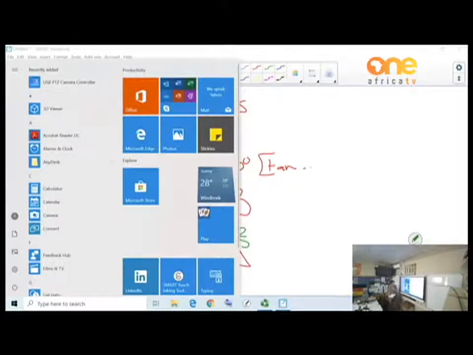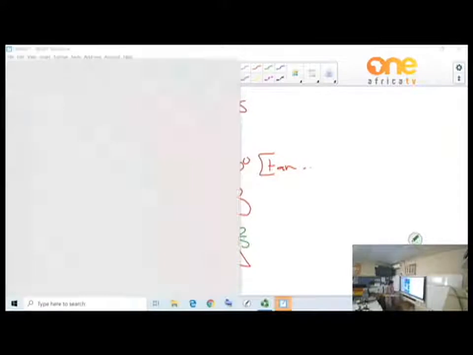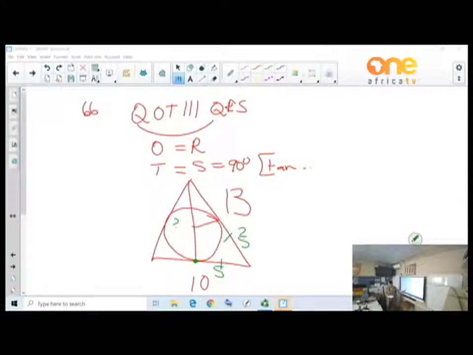This one is not 6.5, because that's what the learners tell me, half of 13. No. 2 tangents from the same point are equal. So this one will be 8. And what about QS? What is QS going to be? How? With what? Okay, so 13 squared minus 5 squared is equal to 12.